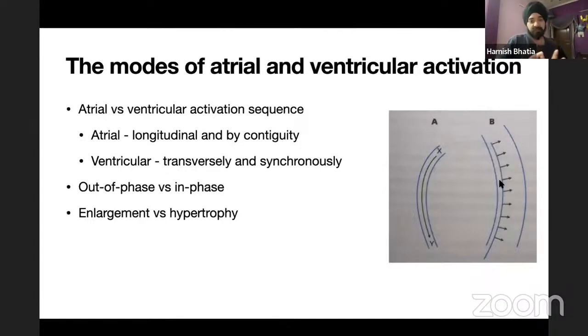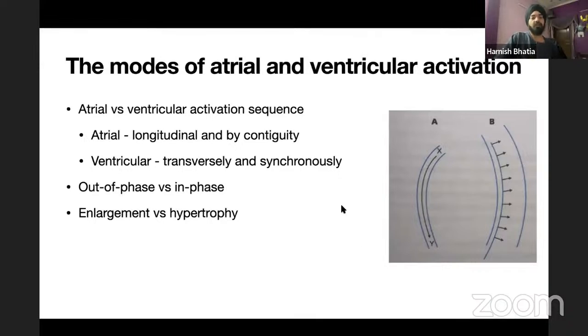So when the left ventricle gets hypertrophied or the right ventricle gets hypertrophied, it will be shown by the changes in the QRS complex. But atrial hypertrophy cannot be shown. Only atrial enlargement can be shown, because if the atria is enlarged, it will take more time for the impulse to travel from one place to another. Since it's a sequential activation, it can only tell us about the enlargement, not the hypertrophy.